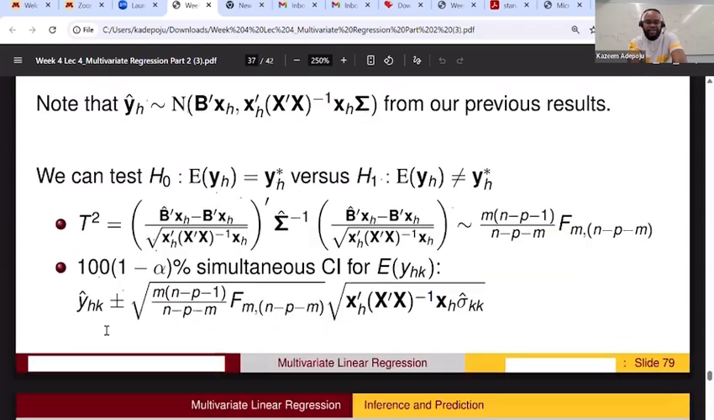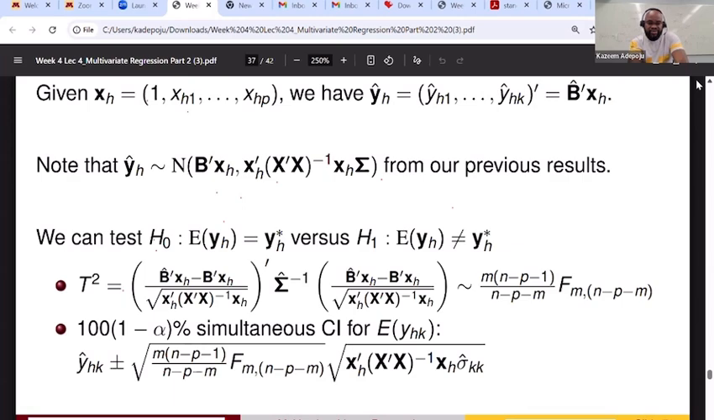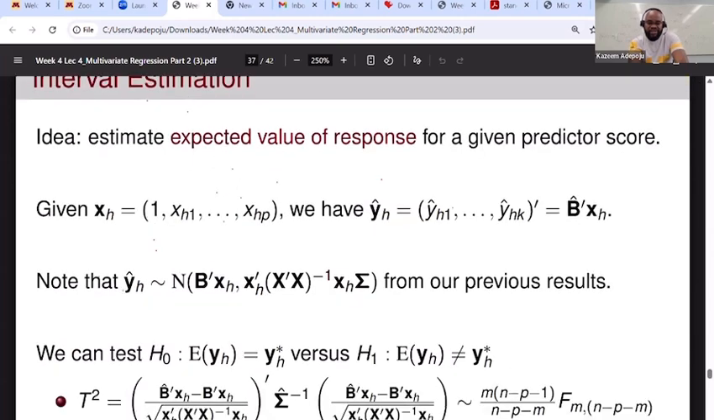Then for the confidence interval, this is the confidence interval. That's what you're going to use, and whatever you do there, it's just going to give you the interval estimation.